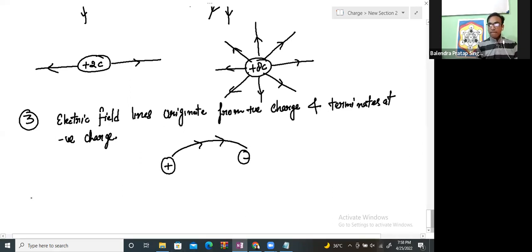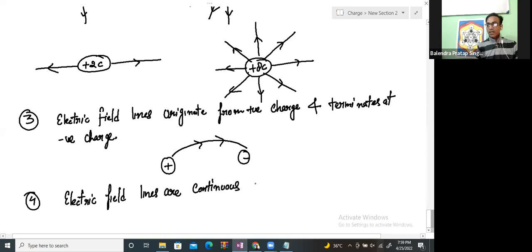One more property. There are a total of 8 properties, and the fourth property is that electric field lines are continuous curves. Okay, so these are 4 properties. Today I am stopping here. These 4 properties, and the next 4 properties I will discuss in my next lecture, on Wednesday.